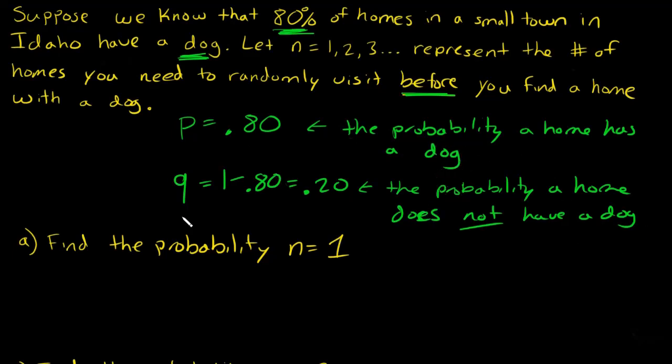Let's think through this first question. What's the probability that n equals 1? What does that even mean? That means that in your first home, you had success. Your first home had a dog. So you had one success. You have an 80% chance of that happening, because the probability that any of the homes have a dog is 80%, so 0.8.